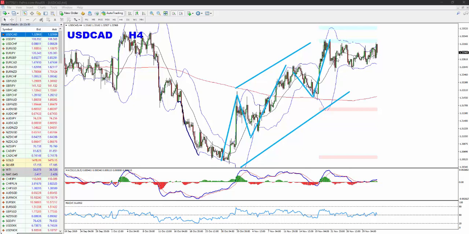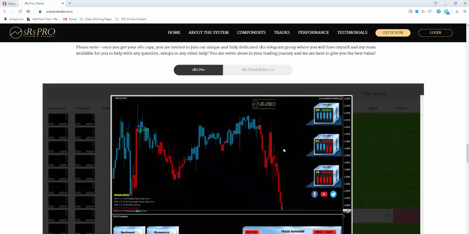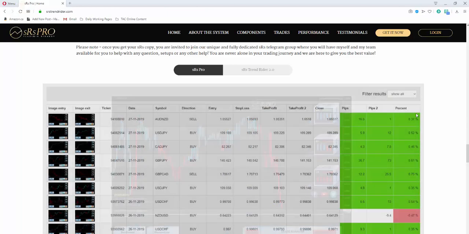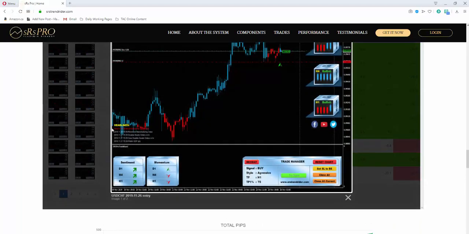At that moment we did not have any sort of ending divergence. It formed later on, so we were looking to go and to trade it. Unfortunately here it failed and we hit the stop loss. The next one was the dollar franc on the buys.